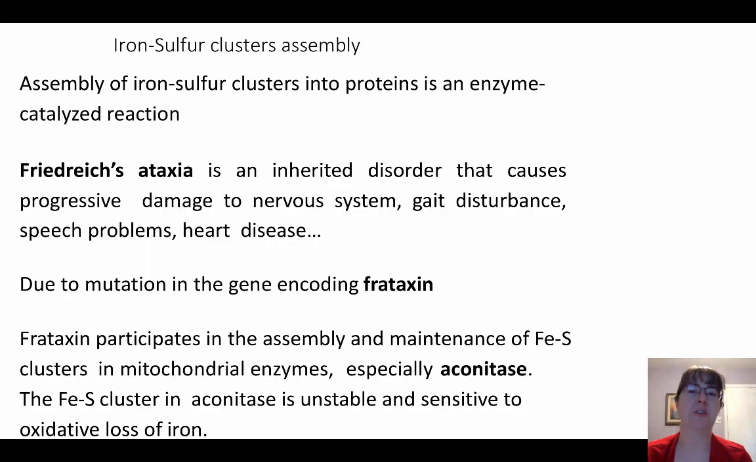We've been talking a little bit about iron-sulfur clusters. Realize that this can also go wrong. So Friedreich's ataxia is an inherited disorder that causes progressive damage to the nervous system, gait disturbance, speech problems, and heart disease, and that's because of a mutation in a gene encoding frataxin. This participates in the assembly and maintenance of iron-sulfur clusters in mitochondrial enzymes, especially aconitase. So if the iron-sulfur cluster in aconitase is unstable and sensitive to loss of iron, you get a variety of different issues because you've then got issues with the TCA cycle. It's going to cause a variety of different problems.